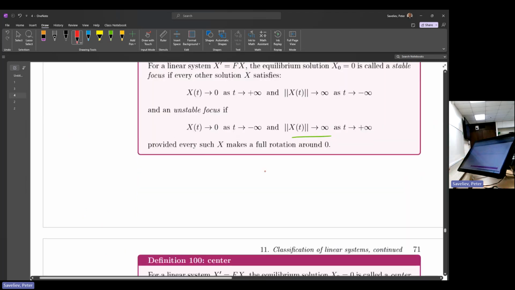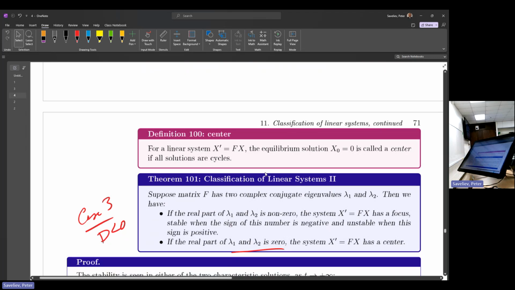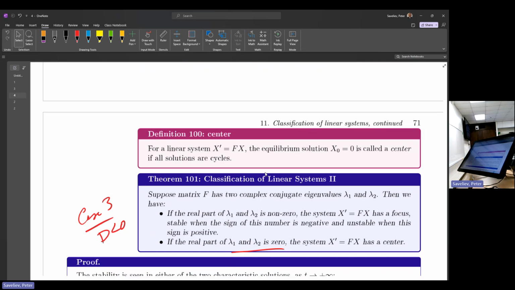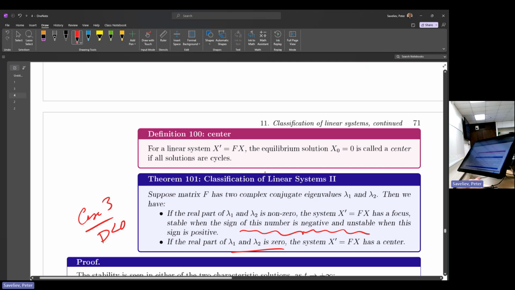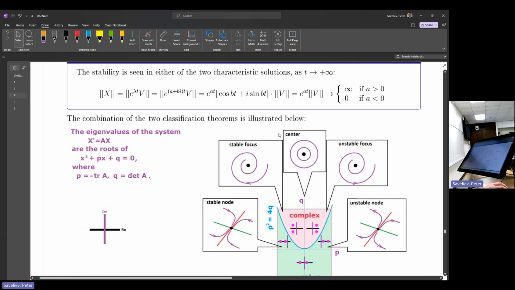So a center, once again, circles or possibly ellipses, occurs when the eigenvalues are exactly imaginary, in which case there is no stretch. Otherwise we have a focus, either stable or unstable, depending on whether the sign of the real part of the eigenvalues is positive or negative. Okay. So positive gives me an unstable equilibrium, and negative a stable equilibrium. So this is the classification.